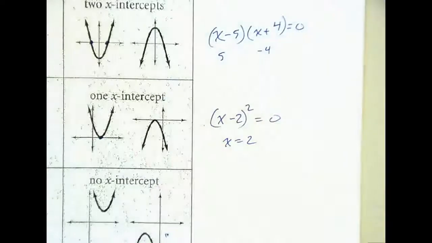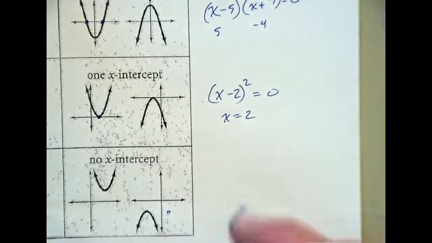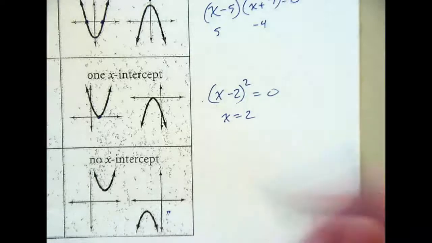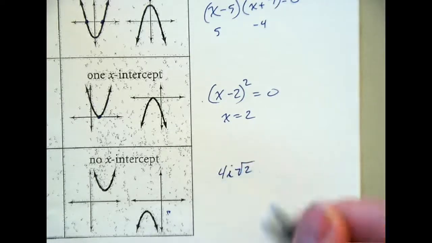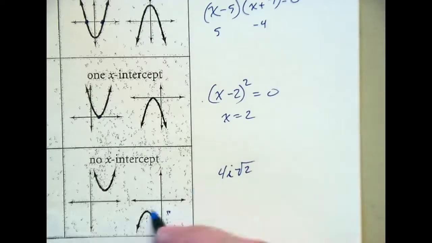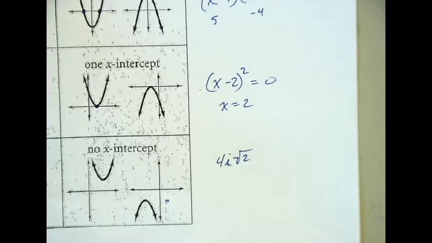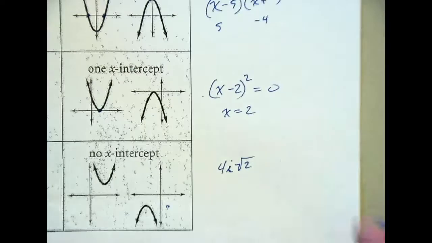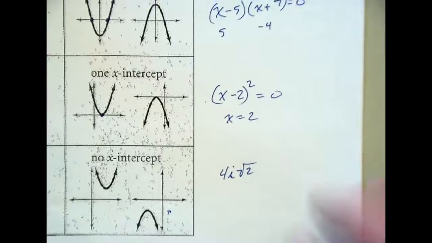This is an example of an imaginary solution. Maybe you get 4i root 2. Okay? That's your imaginary solutions. Any questions there? Okay. So just so you're clear, we have ways to figure that out.